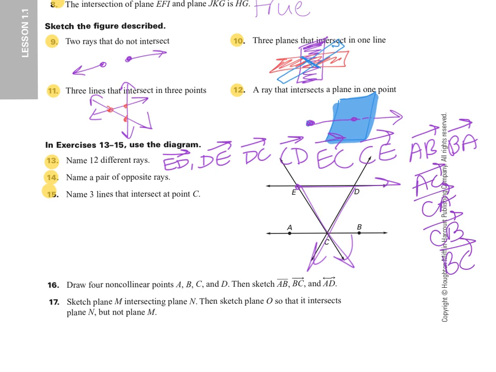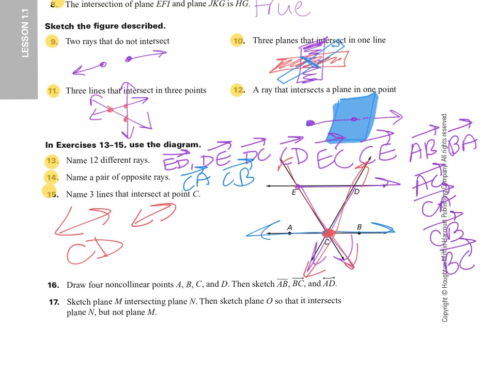Okay, number 14, name a pair of opposite rays. So we need two rays that have the same endpoint. So an example could be ray CA and ray CB. Number 15 says name three lines that intersect at point C. So I've got point C here. I've got this line here, which would be line CD. I've got this line here, which would be line CE, and the order of those letters doesn't matter. And then this one here, which is AB.